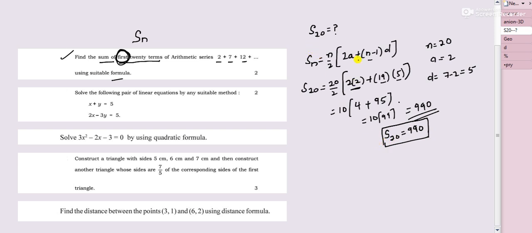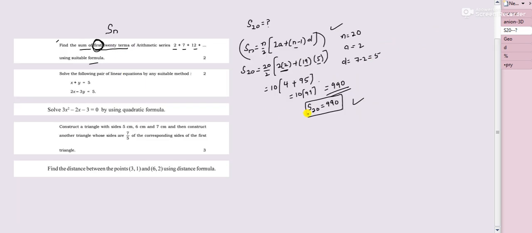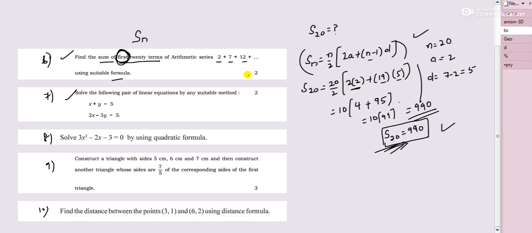So the evaluator will see the formula and the direct answer, so he can easily give you full marks, without going too deep into the steps. So try to follow that. Next is this question number 6. Let me write, this is 5, sorry 6, then 7, 8, 9, 10. They have given: solve the following pair of linear equations. It's also very easy, and they have mentioned any suitable method.